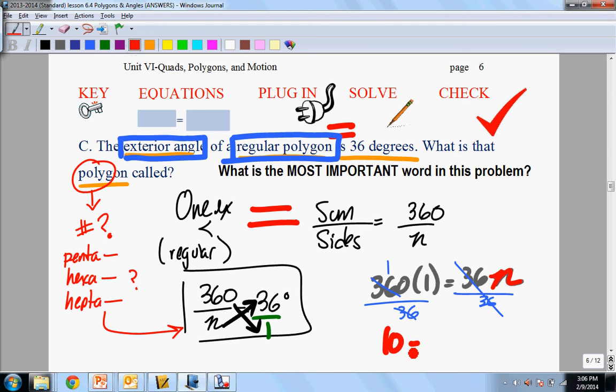So what we have here is a 10-sided shape. Now I don't ask you just to say n is 10. I ask you, what is the name? So a 10-sided shape is a decagon.